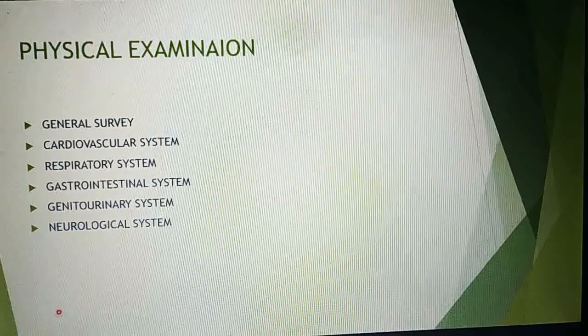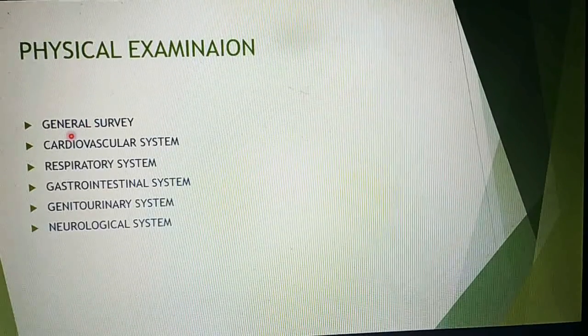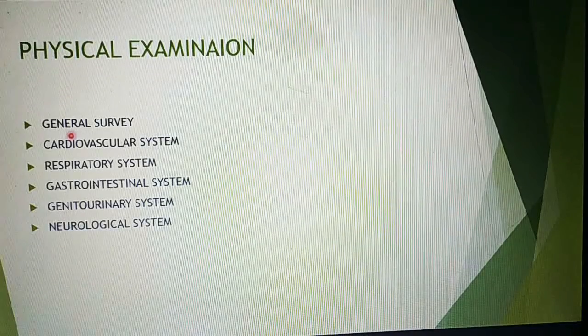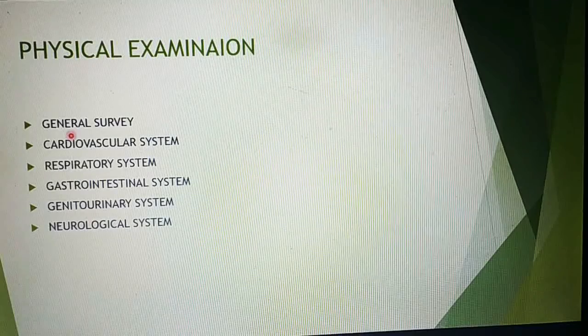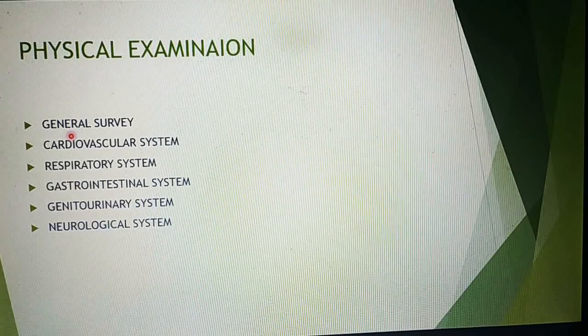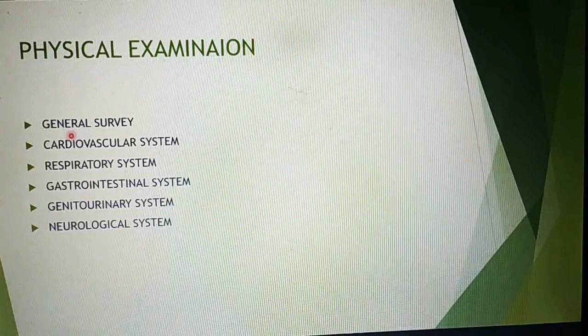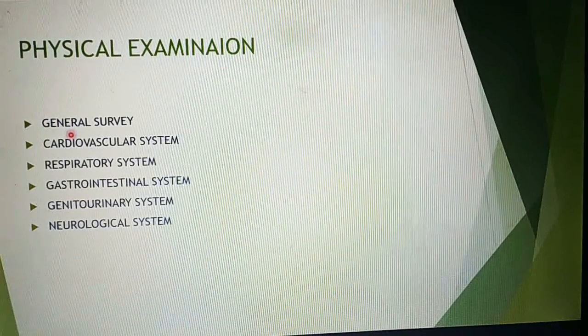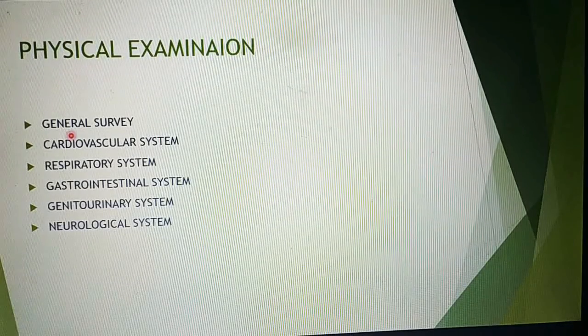In physical examination, first of all, you have to do general survey. In general survey, you should record the following things. First of all, higher function of the patient. Is the patient alert, conscious, cooperative? Then apparent age of the patient. Is it corroborated with mentioned age or not? Then decubitus of the patient or choice of position.